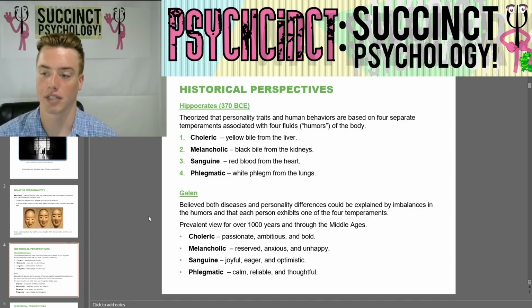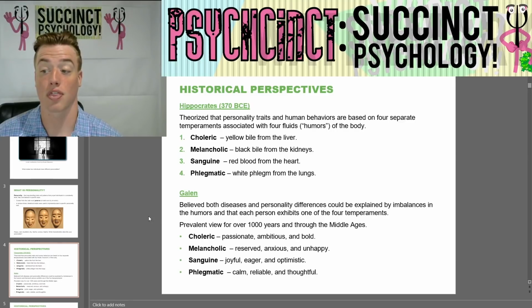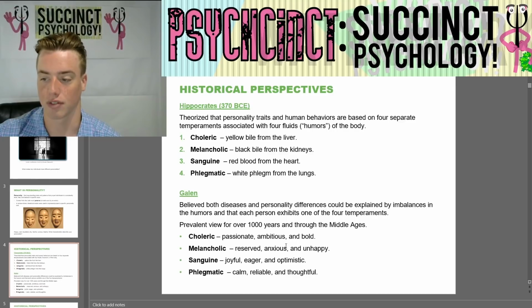Now, Galen believed both diseases and personality differences could be explained by imbalances in the humors and that each person exhibits one of the four temperaments. So it was a prevalent view for over 1,000 years and through the Middle Ages. So choleric, again, that's yellow bile from the liver, they were passionate, ambitious, and bold. Melancholic is reserved, anxious, and unhappy, again, black bile from the kidneys. Sanguine is joyful, eager, and optimistic, and phlegmatic is calm, reliable, and thoughtful.